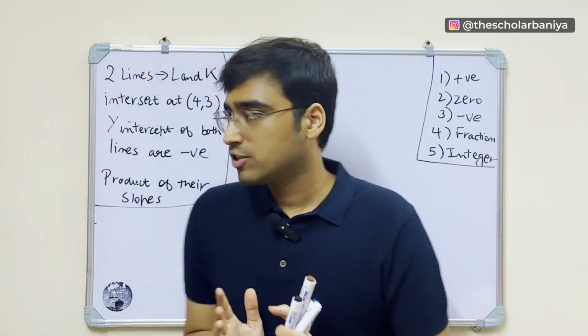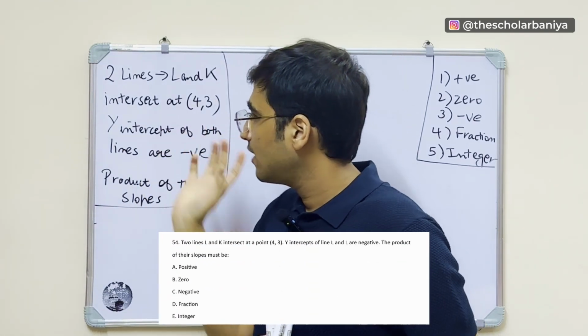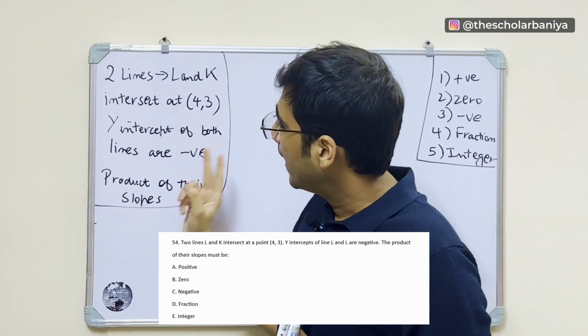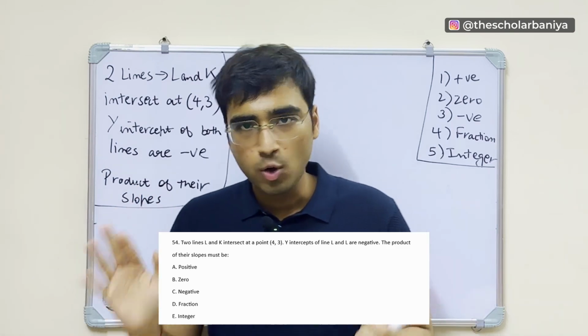So let's move on to the next question, guys. In this question, we are given that there are two lines L and K which intersect at (4, 3), right? And the y-intercept of both the lines is negative. And we have to find the product of their slopes.